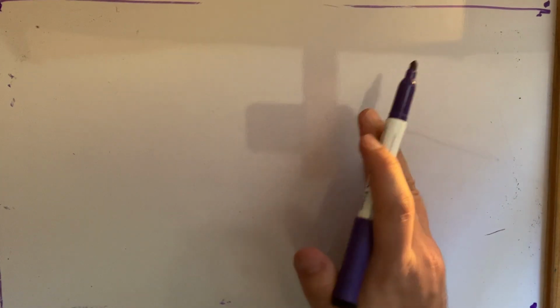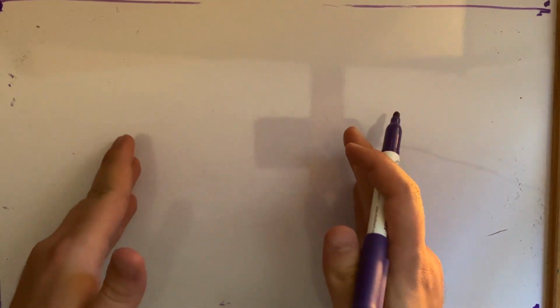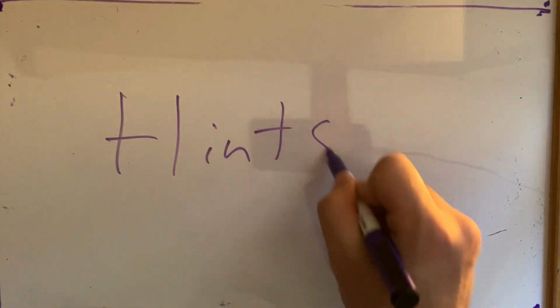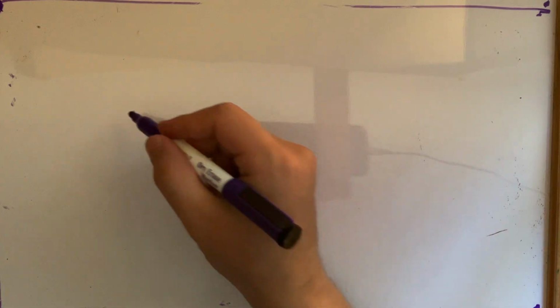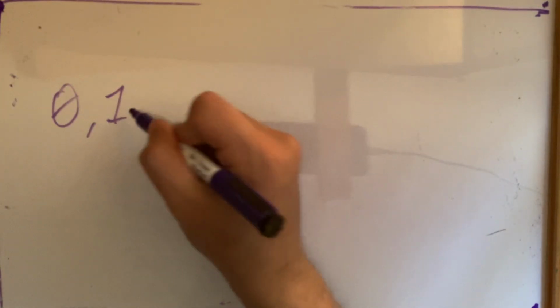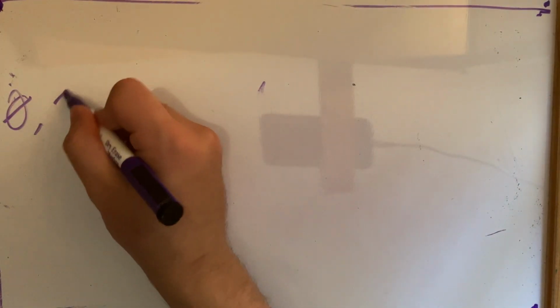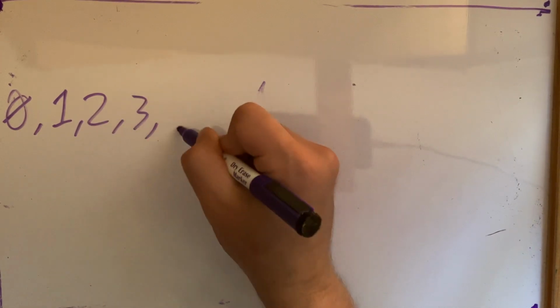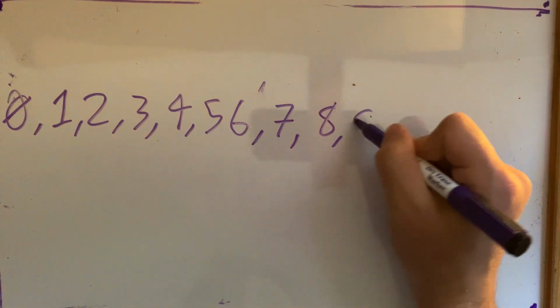So now, base 12. Why we should use base 12. I've kind of gone over the hints, but now I'm going to unveil. Well, actually, I have to show you what base 12 is. So we got 0, 1, 2, 3, 4. I don't have enough room. 1, 2, 3, 4, 5, 6, 7, 8, 9.